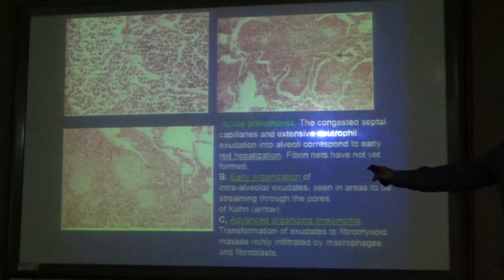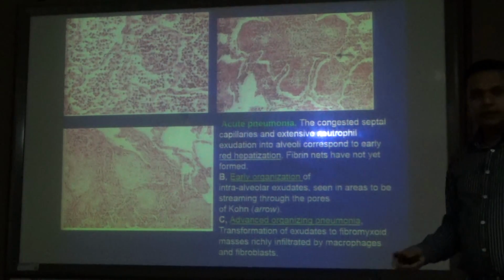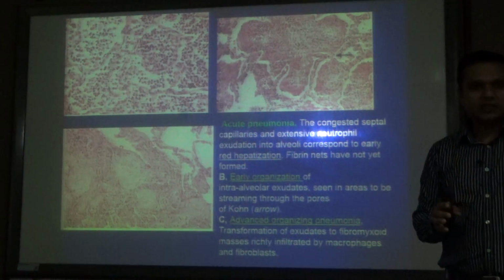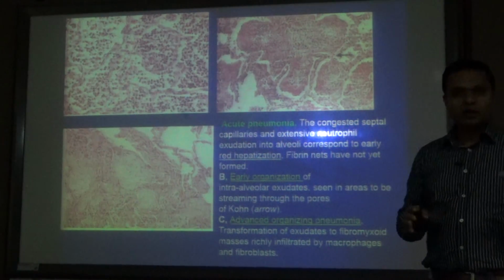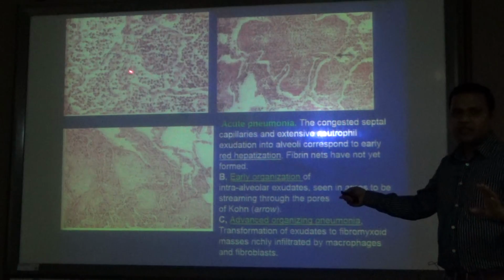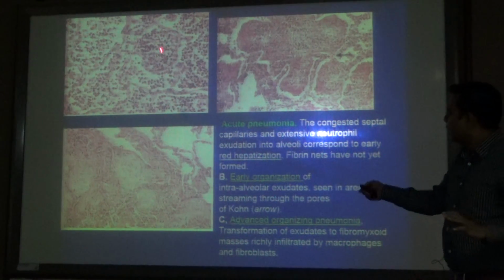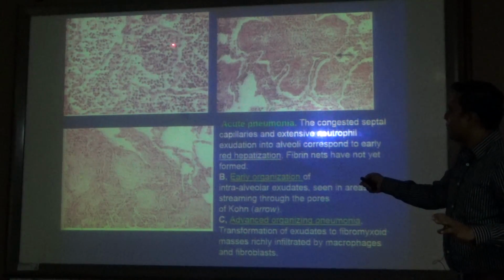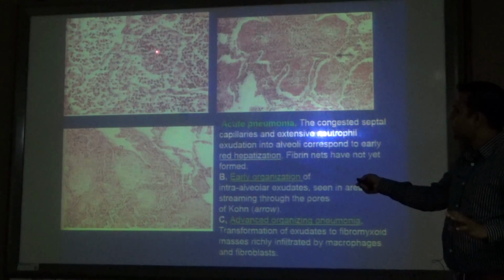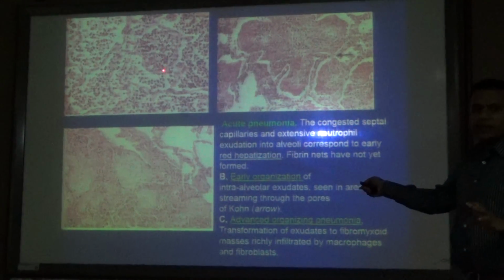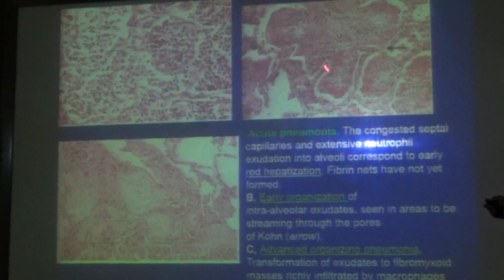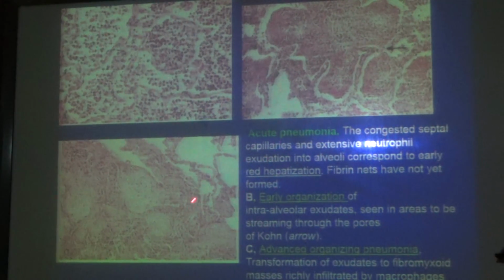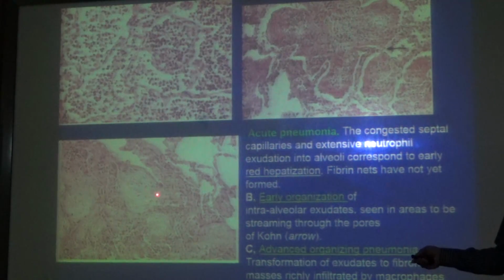This is microscopic, which I just showed you. We have 4 stages: the stage of congestion, red, grey, and resolution. This is the second stage, red hepatization. These alveoli are full of neutrophils and RBCs. It is red in color. This is the edema. This last stage is the fibrosis, where resolution takes place.